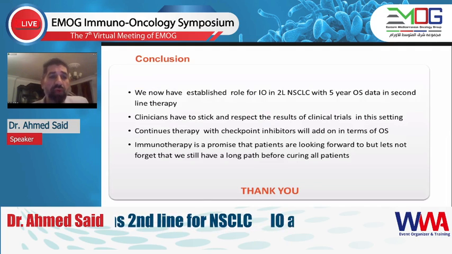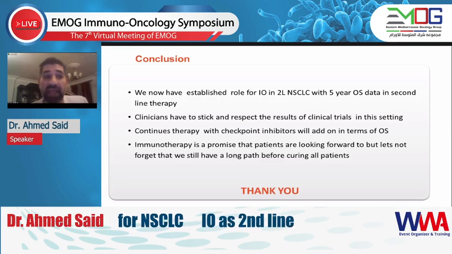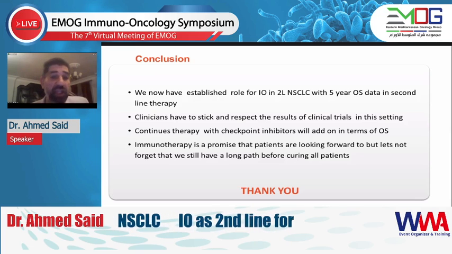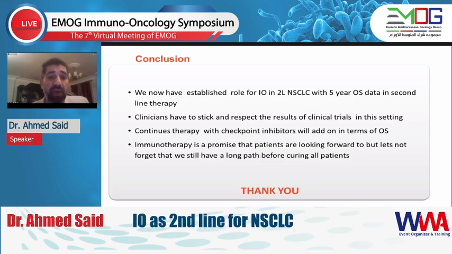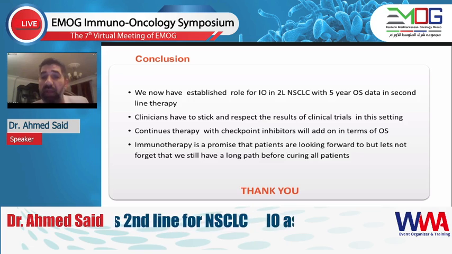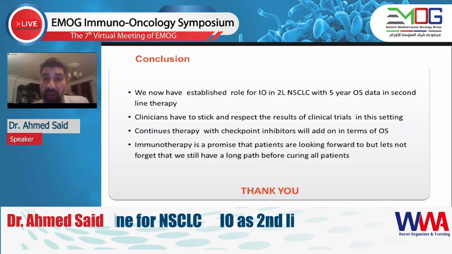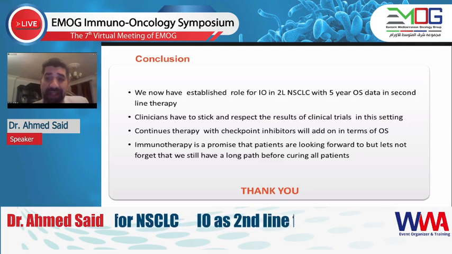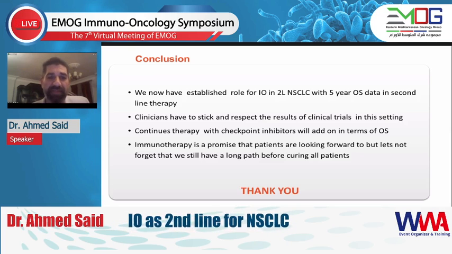So to conclude, we now have an established role for IO in second-line non-small cell lung cancer with 5-year overall survival data in second-line therapy. Clinicians have to stick to and respect the results of clinical trials in this setting. Continued therapy with checkpoint inhibitors will add in terms of overall survival. Immunotherapy is a promise that patients are looking forward to, but let's not forget that we still have a long path before curing all patients. Thank you very much.